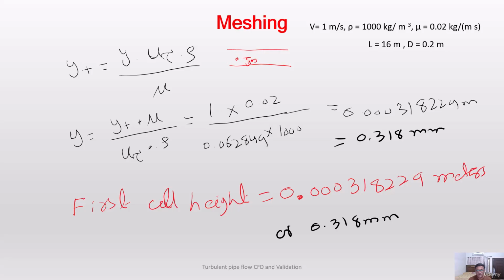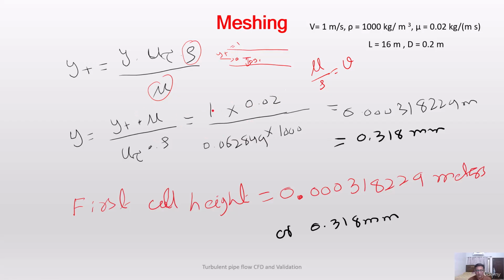So it should be written as delta y first one, and the y plus value that you are going to see after putting this first cell height will be 1. Okay. So I use the formula y plus is equal to y times friction velocity times density divided by viscosity. And one more thing: viscosity upon density is equal to the kinematic viscosity, nu. So you can also change the formula to y times frictional velocity divided by nu. So either way it will work.